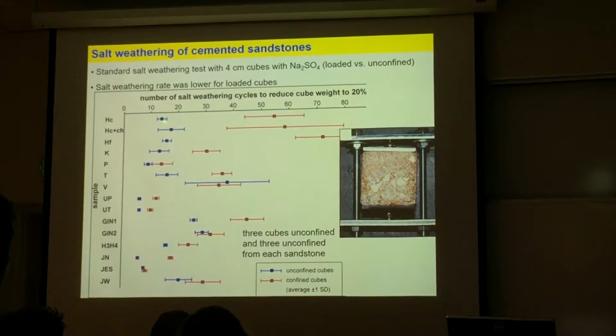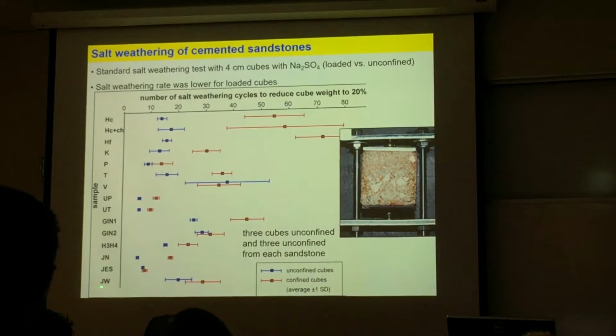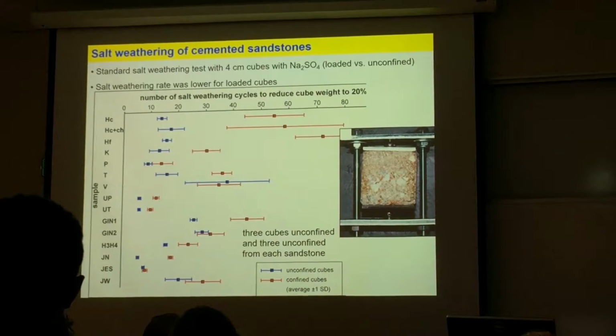There are experiments done with salt and frost weathering. We basically used cubes which were not loaded, just freestanding cubes, and cubes from each material were loaded in this frame by a momentum screwdriver to a load of tens of meters of overburden. And here is a comparison of different materials from Czech Republic, mainly the quartz sandstones, and some materials from US: the Navajo, Entrada, and Wingate, and others.